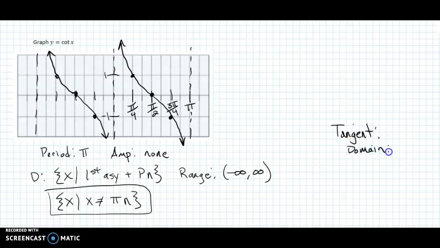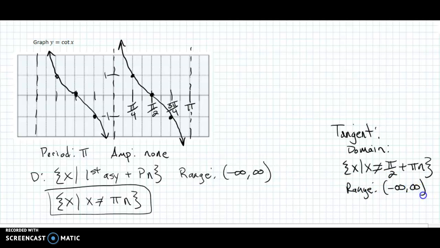So domain will follow the same pattern. We'll say x such that x cannot be pi over 2. That's the first asymptote for tangent, and then plus pi n. Oops, pi times n, not pi divided by n. And so this is a way to list every single asymptote for tangent. And the range for tangent is all real numbers.